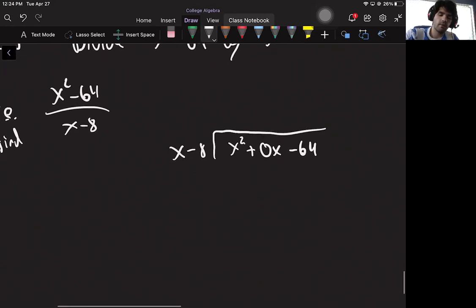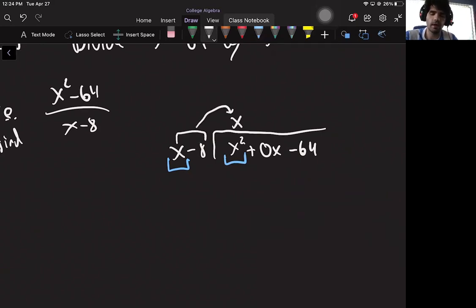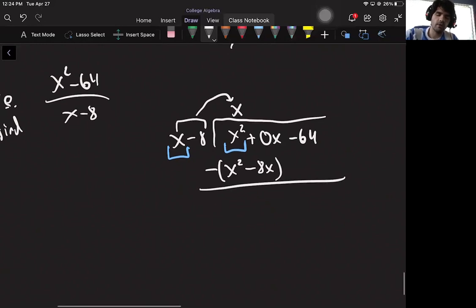So first things first, how many times does x go into x squared? It just goes into it x times, because x times x will give you x squared once you multiply it out. So now we're going to multiply it out. x times x is in fact x squared as we planned. And then x times negative 8 is negative 8x. And now we are going to subtract. And so x squared minus x squared is 0 as always. That's how we planned it. 0 minus negative 8x is 0 plus 8x. So this is an 8x.